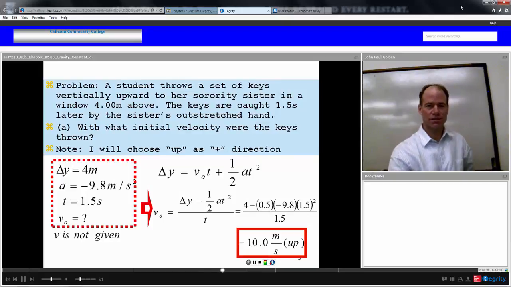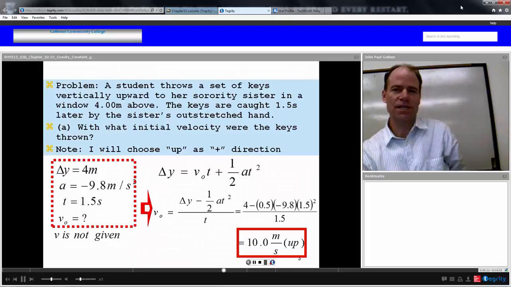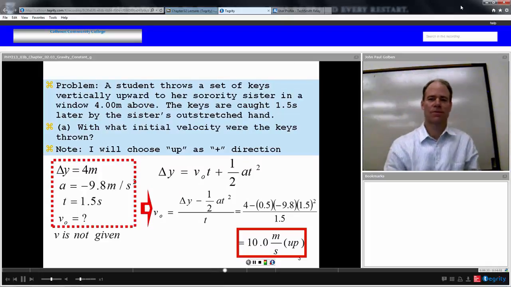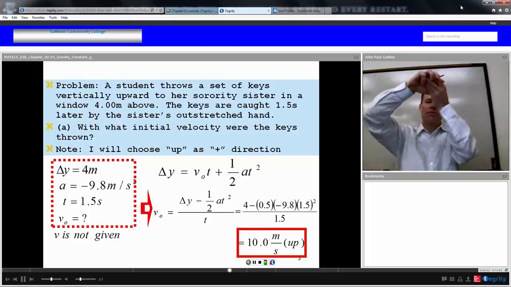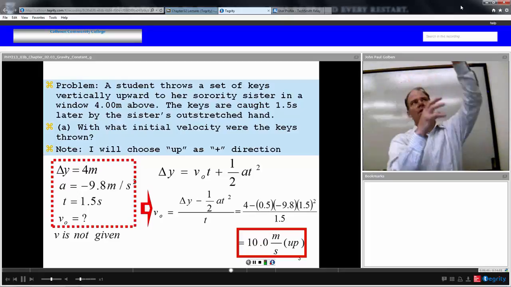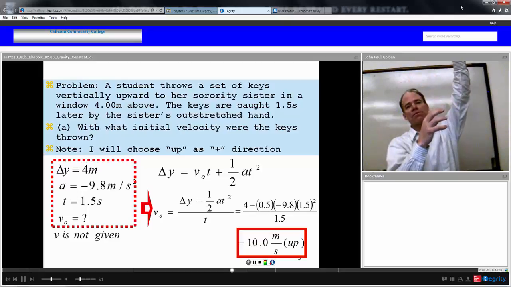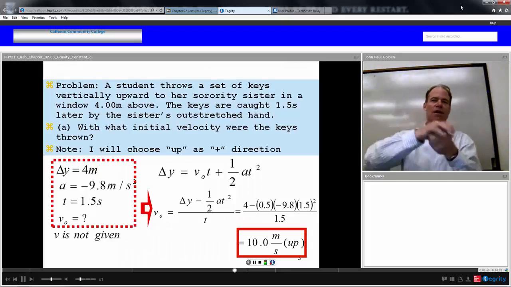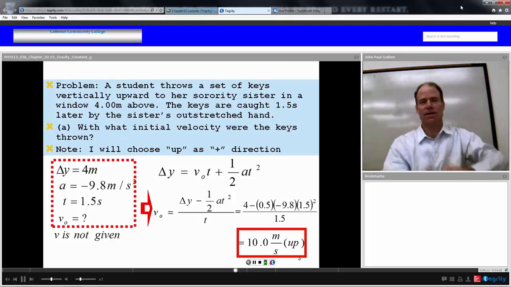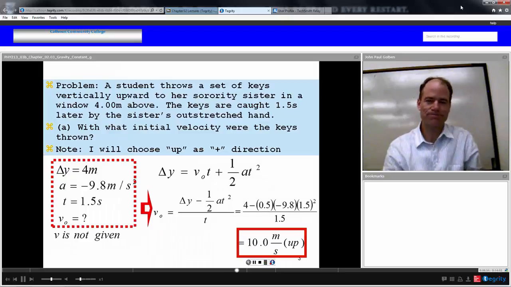Now here's a question. When I throw these keys upward, or the sorority sister throws these keys upward, will the sister catch them on the way up? Or does she catch them after they've gone up to the maximum height and then on their way down? So is she catching these on the way up or on the way down? How can I determine that?